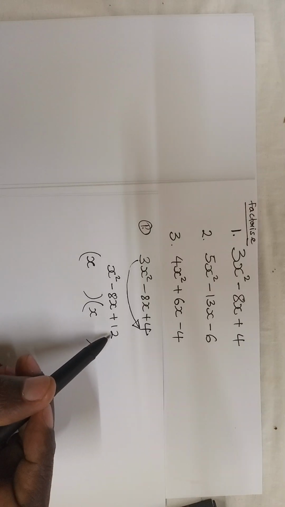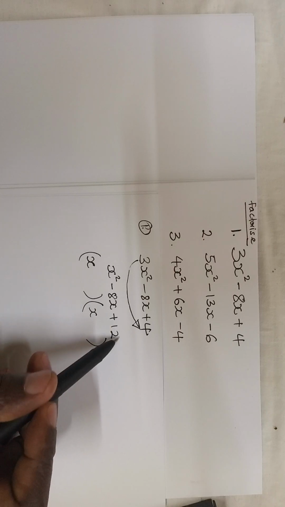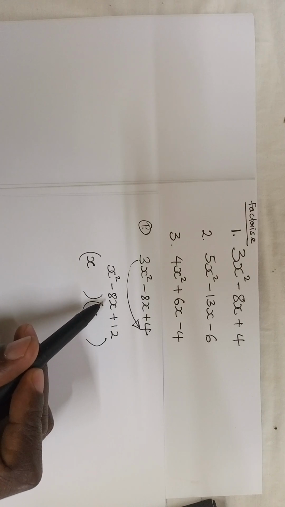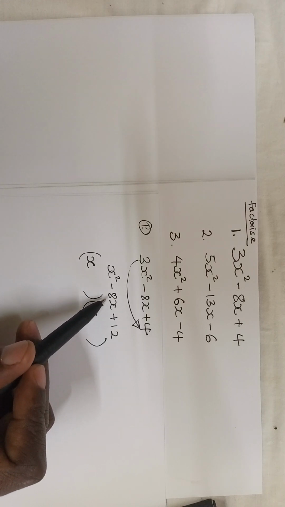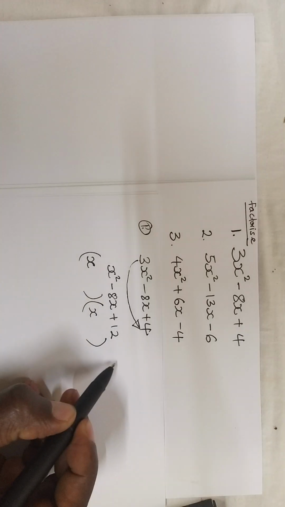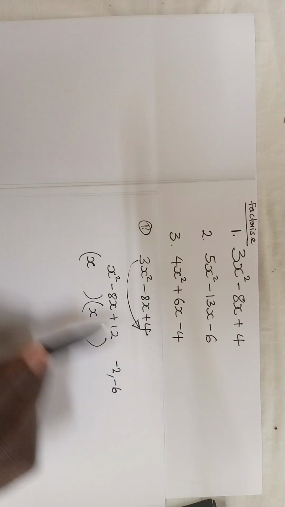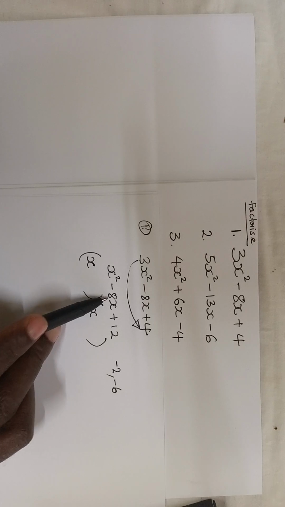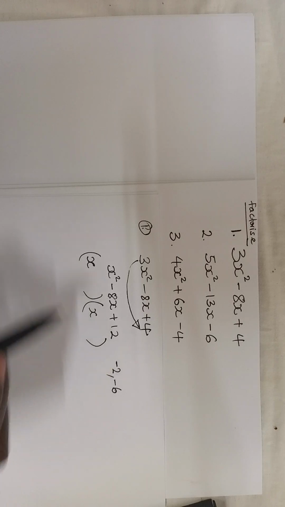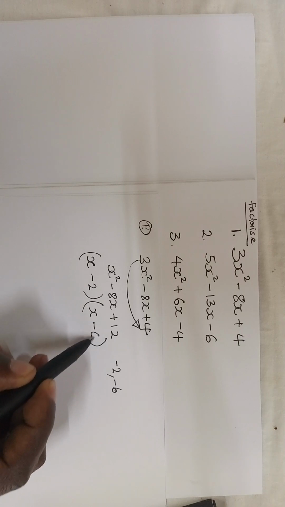Now the next thing is ask yourself, what two numbers give you a product of positive 12, and when you add them they will give you a sum of negative 8? You find that those two are negative 2 and negative 6. If you add these two, they give you a sum of negative 8, but if you multiply them, they give you a product of positive 12. So you take my negative 2, put it here, and then you have negative 6 here.